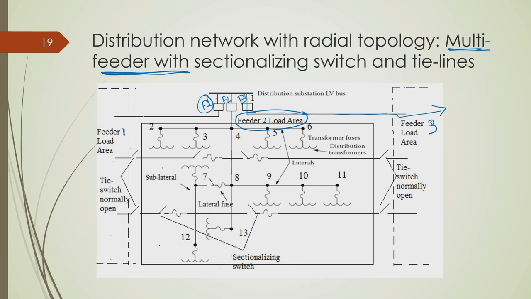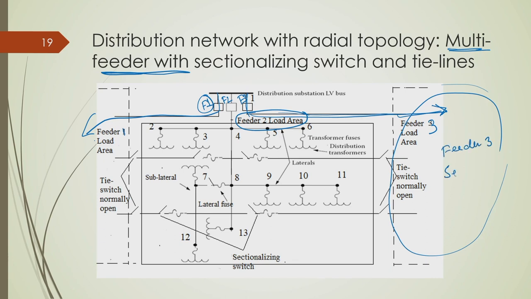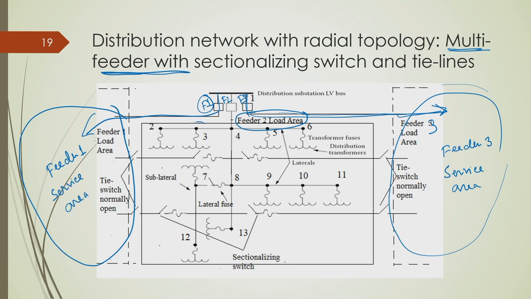F1 represents feeder 1, which serves this load, which is not shown in that particular figure. Similarly, feeder 3 serves the power demand of the loads connected at the right hand side. So, this is the service area of feeder 3, which is not shown here. Similarly, this is the service area of feeder 1, and this rectangular box represents the service area of feeder 2.